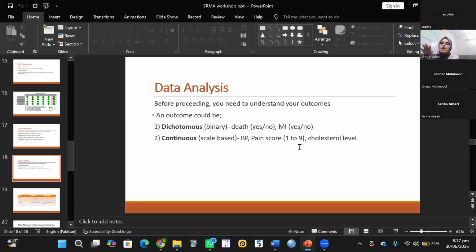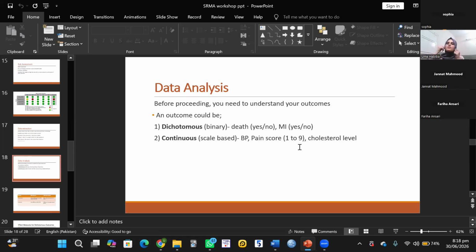So your outcome could be dichotomous, it could be continuous. It's important to understand what kind of outcome you're dealing with because when you tell RevMan that you're going to perform analysis on this one outcome, it would ask you whether this outcome is dichotomous or continuous. So dichotomous means binary. The answer is yes or no.